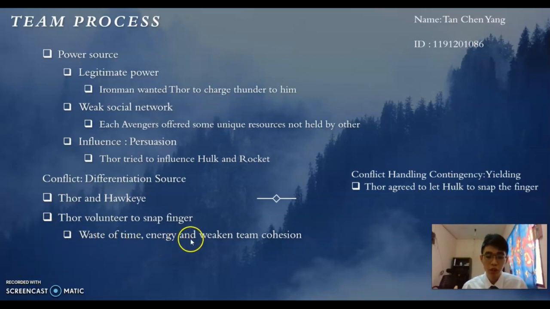About the conflict handling contingency here, Thor is using the yielding conflict handling style. Thor agreed to let Hulk snap his finger after most of the Avengers members had tried to convince him. He just agreed to others' opinion and let Hulk snap his finger. So that's all for the team process.